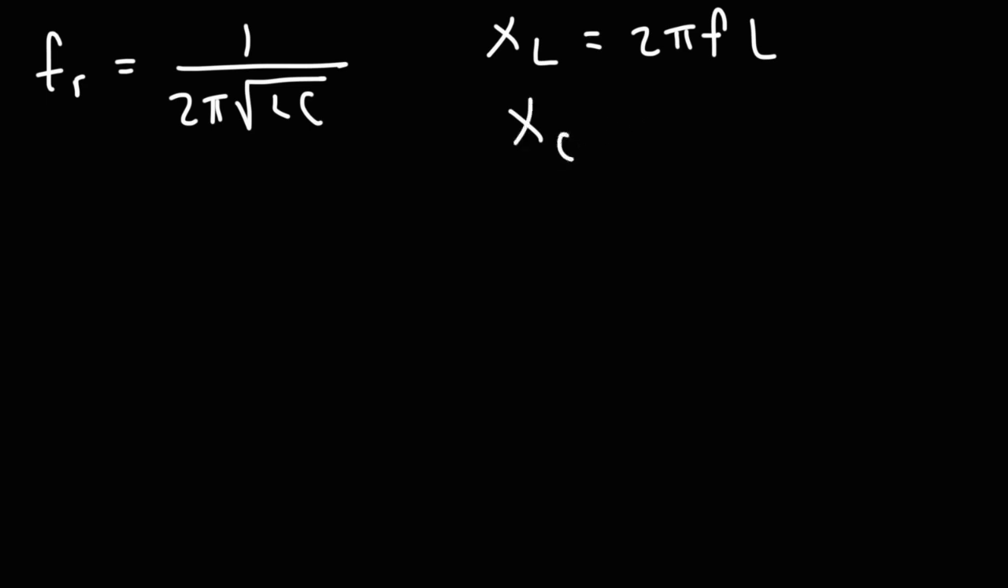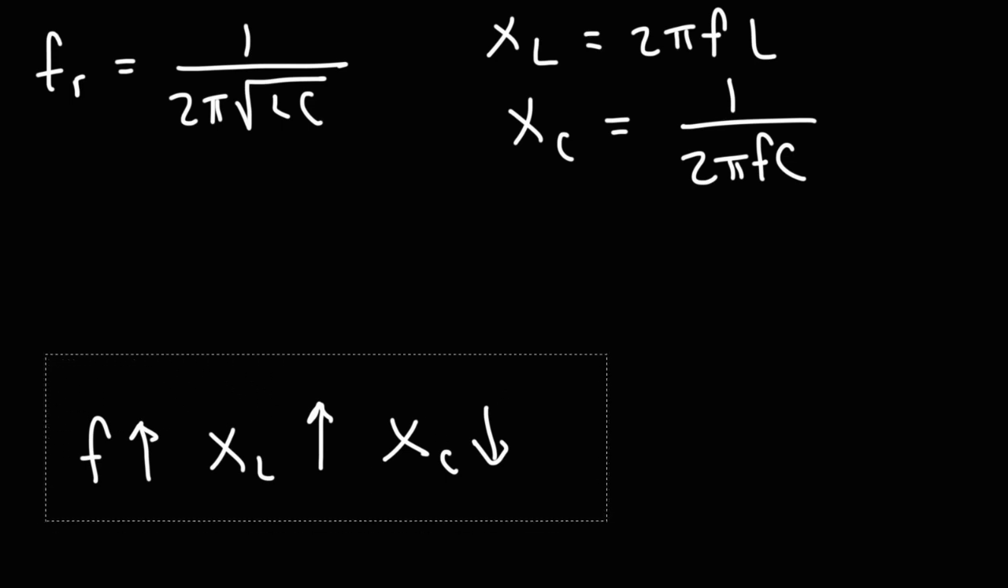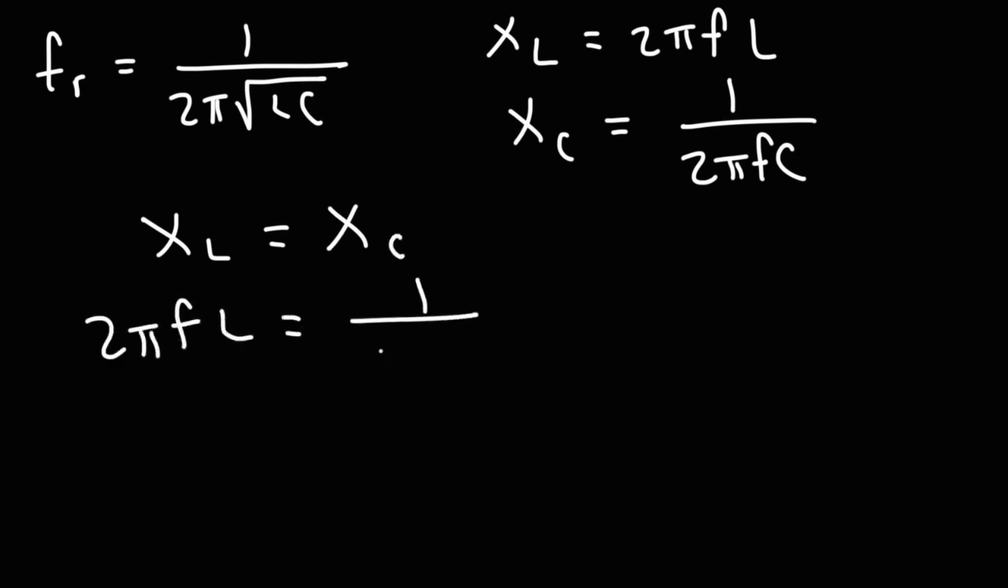Next, we have another one, capacitive reactance, which is 1 over 2 pi FC. As the frequency increases, the inductive reactance goes up, but the capacitive reactance goes down. And so there's a point where these two are equal. And when they're equal, that's when the circuit will resonate at a certain frequency. So what we need to do is set the inductive reactance equal to the capacitive reactance. So 2 pi FL is equal to 1 over 2 pi FC.